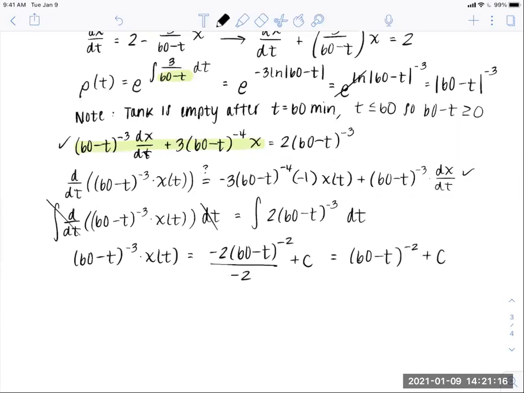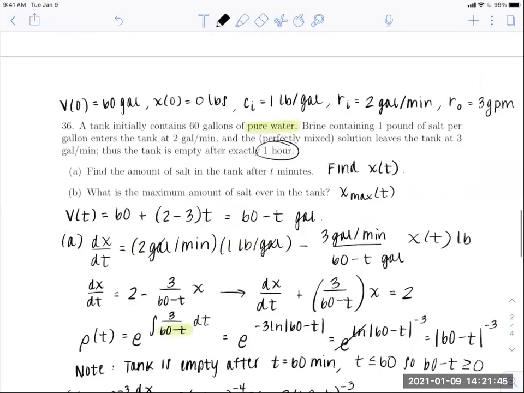So in the end, we are left with 60 minus t to the negative 2 plus c. Now let's solve for x of t. I'm going to multiply both sides by 60 minus t cubed. That leaves me with x of t equals 60 minus t plus c times 60 minus t cubed. We're not quite out of the woods, but we're almost there. Remember, I'm going to scroll up here for a moment. We had this sneaky initial condition where it said that the tank initially contained pure water.